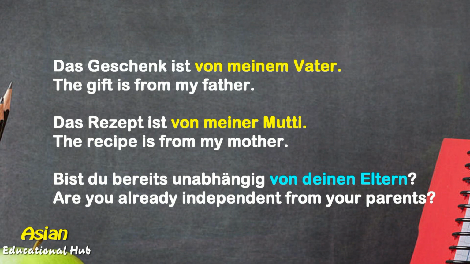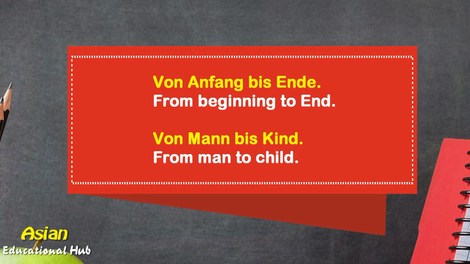Das Geschenk ist von meinem Vater. The gift is from my father. Das Rezept ist von meiner Mutti. The recipe is from my mother. Bist du bereits unabhängig von deinen Eltern? Are you already independent from your parents? Eltern means parents. Von Anfang bis Ende. From beginning to end. Von Mann bis Kind. From man to child.